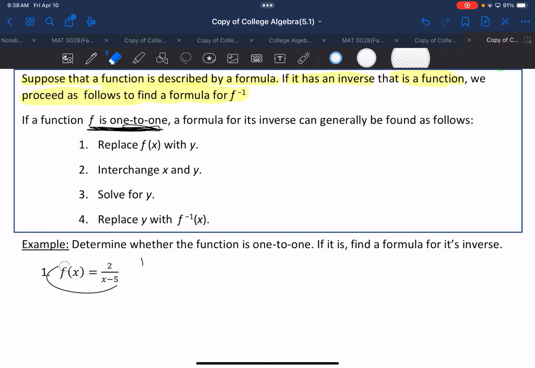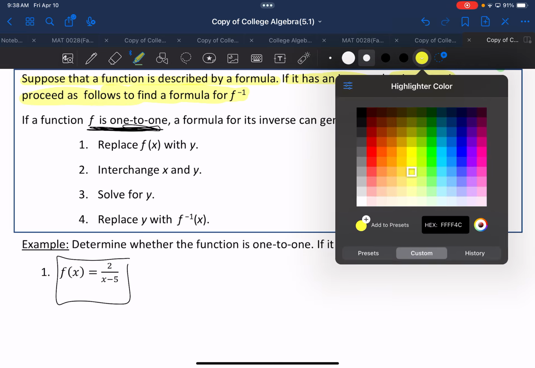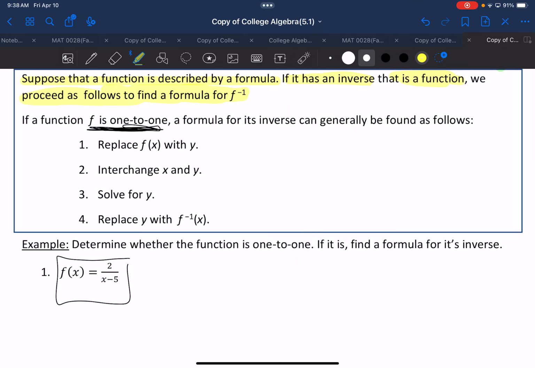Now, you could also look at this equation and think about it as well. What I'm trying to say is, none of the x or the y values can repeat, right? So if I plug in two different values for x into this function, do you think it'll ever give me the same output?